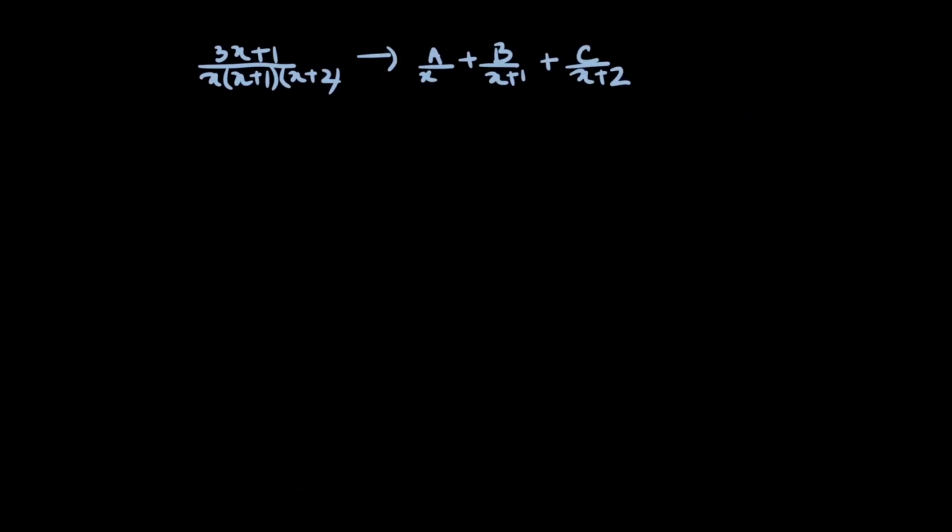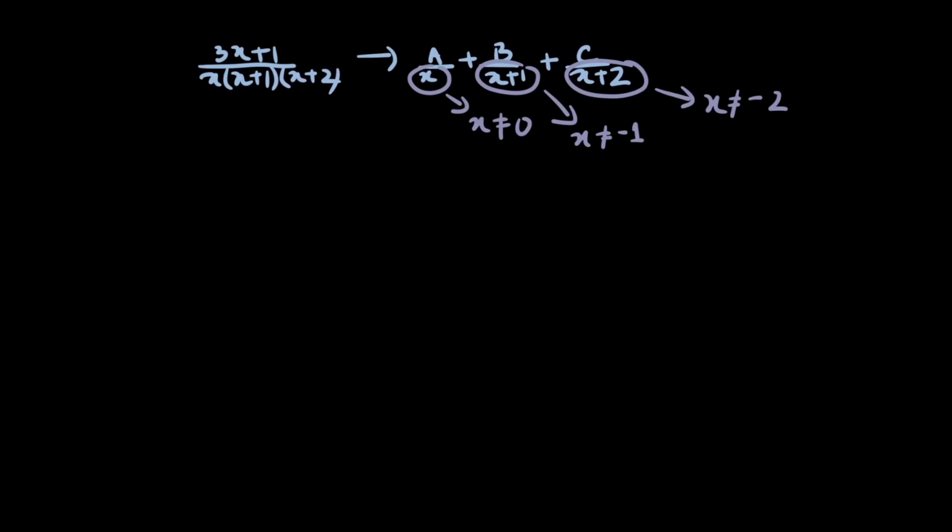Now for our first fraction, x cannot be equals to 0, since then we will get an undefined value. For our second fraction, x cannot be equals to minus 1, and for our third, x cannot be equals to minus 2. And we also have three partial fractions. So our first step would be to write the question 3 times, like this.